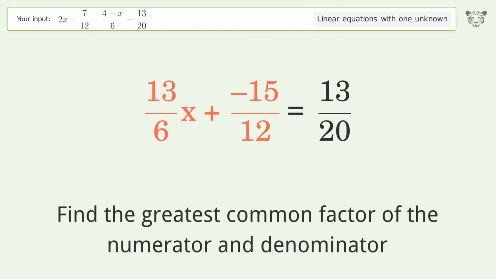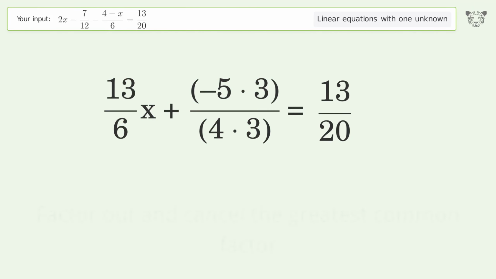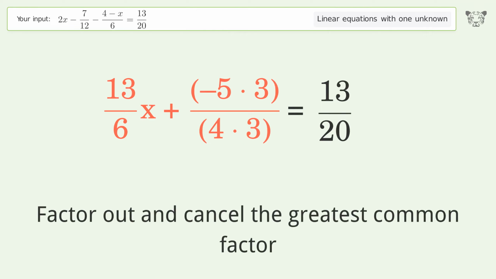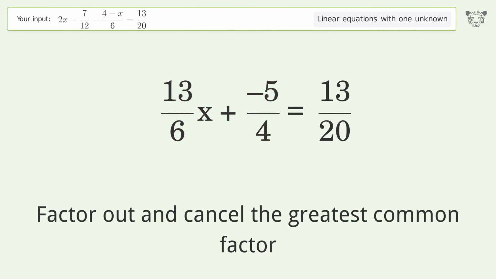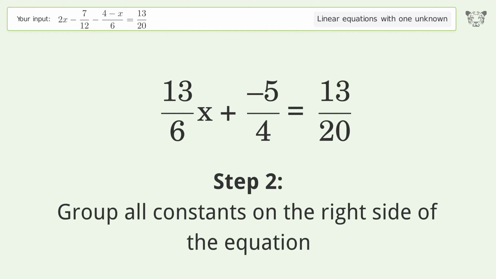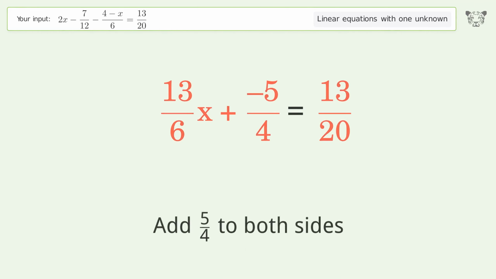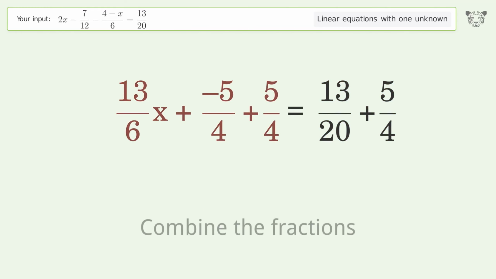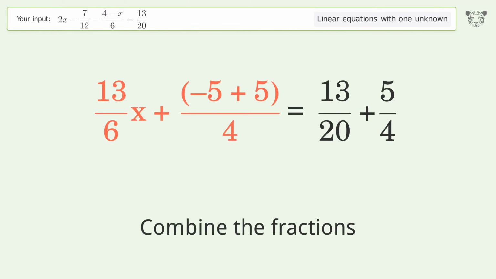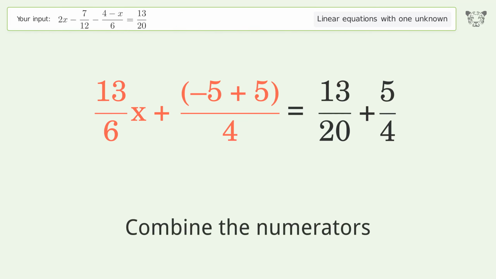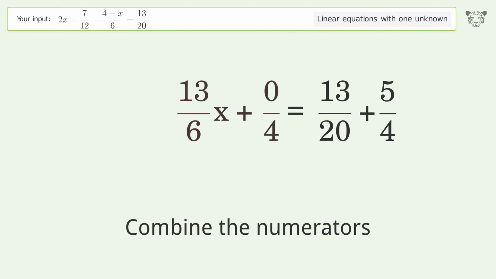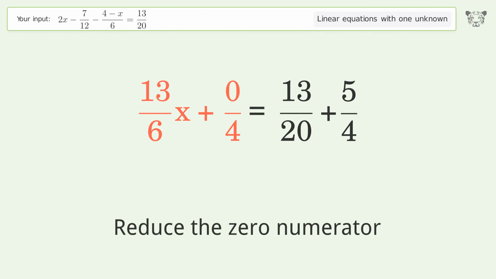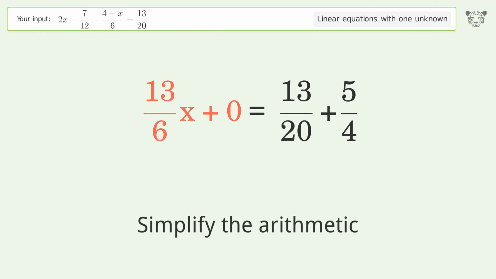Find the greatest common factor of the numerator and denominator. Factor out and cancel the greatest common factor. Group all constants on the right side of the equation. Add 5 over 4 to both sides. Combine the fractions. Combine the numerators. Reduce the zero numerator. Simplify the arithmetic.